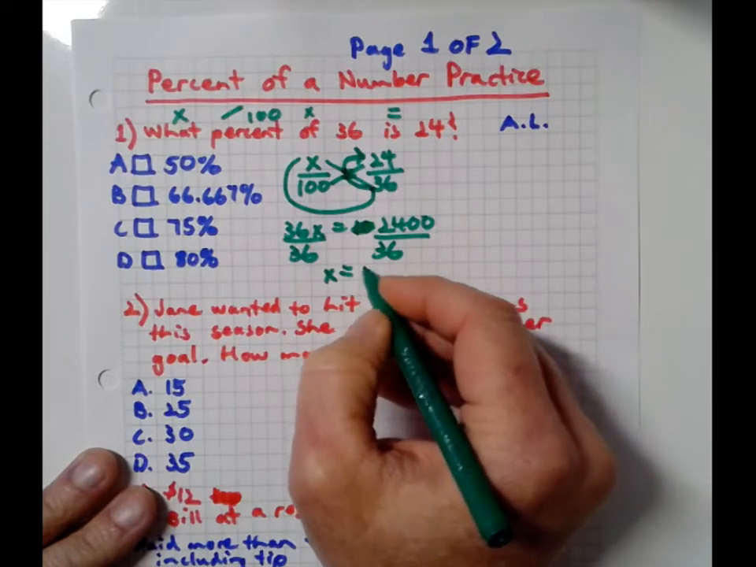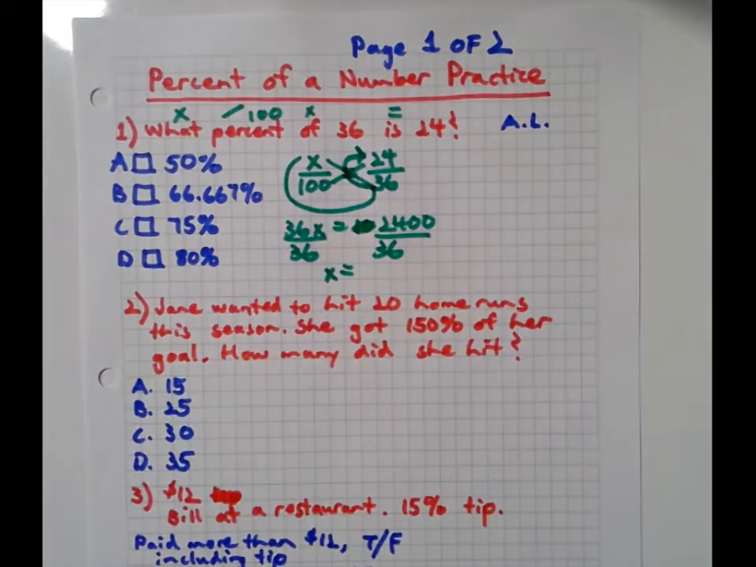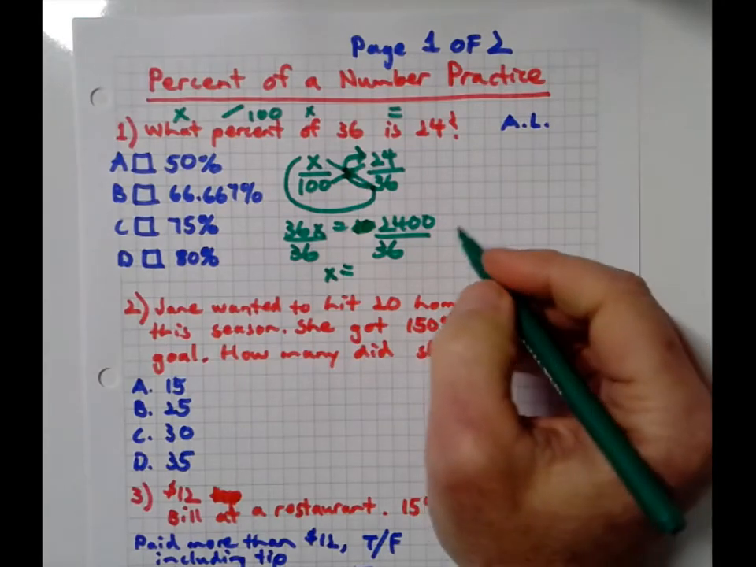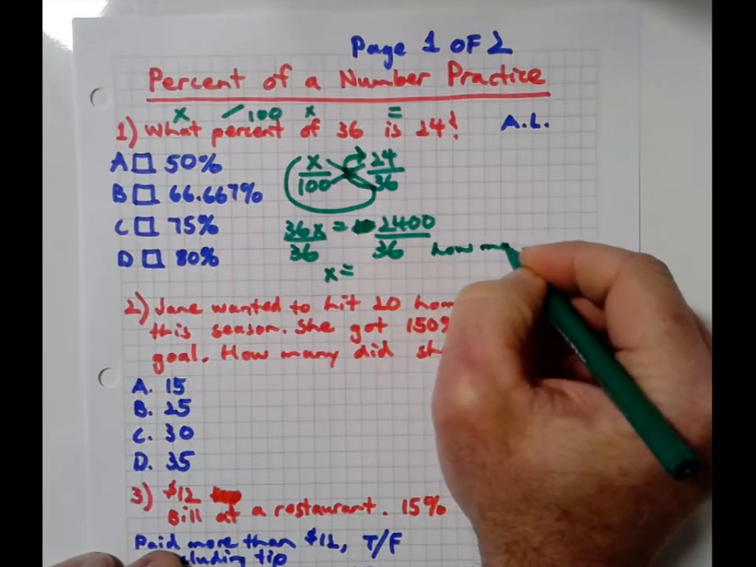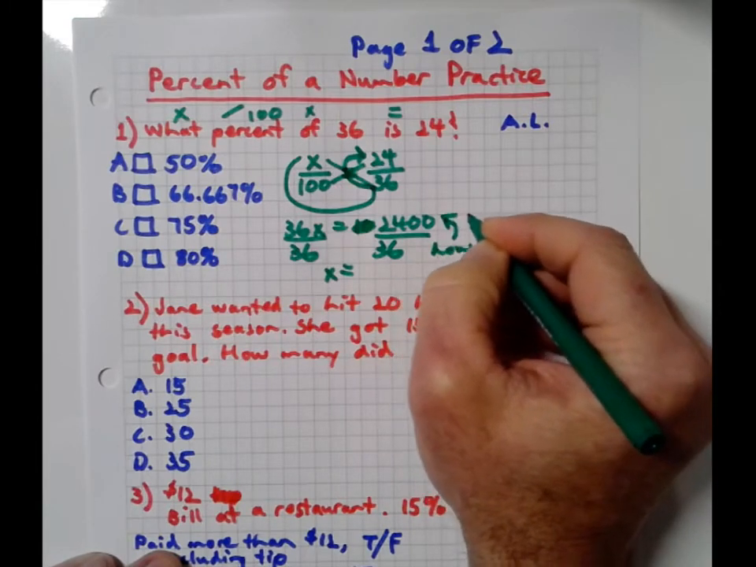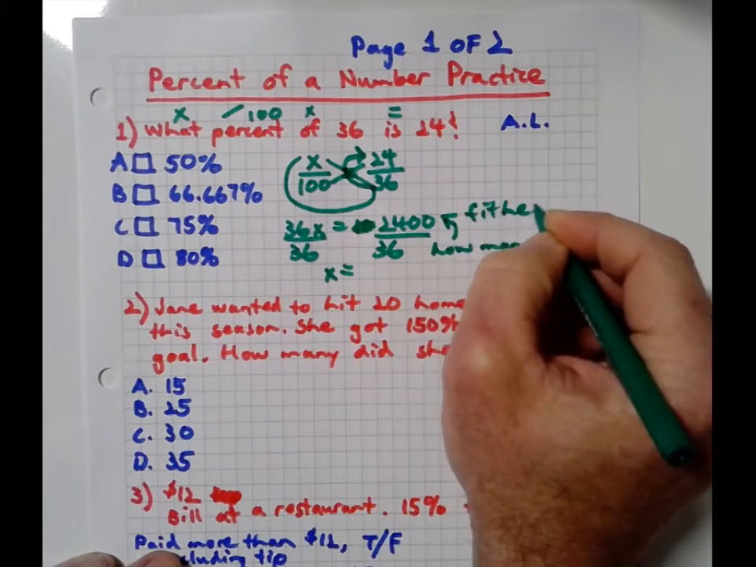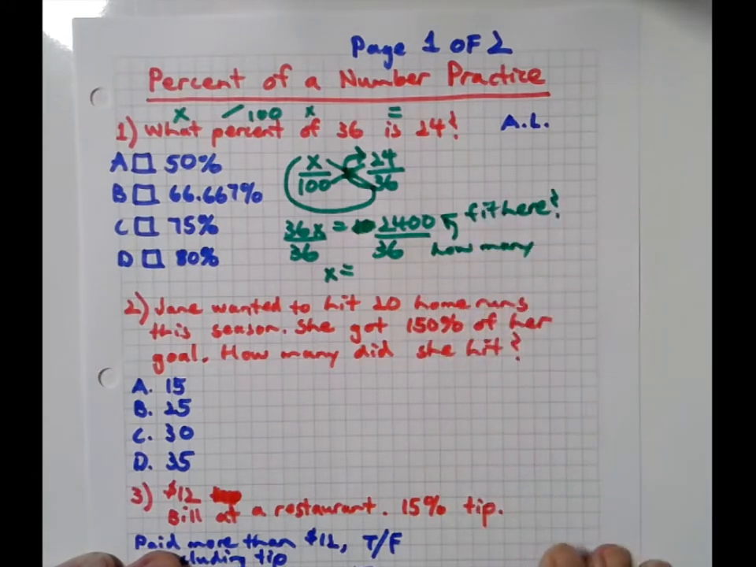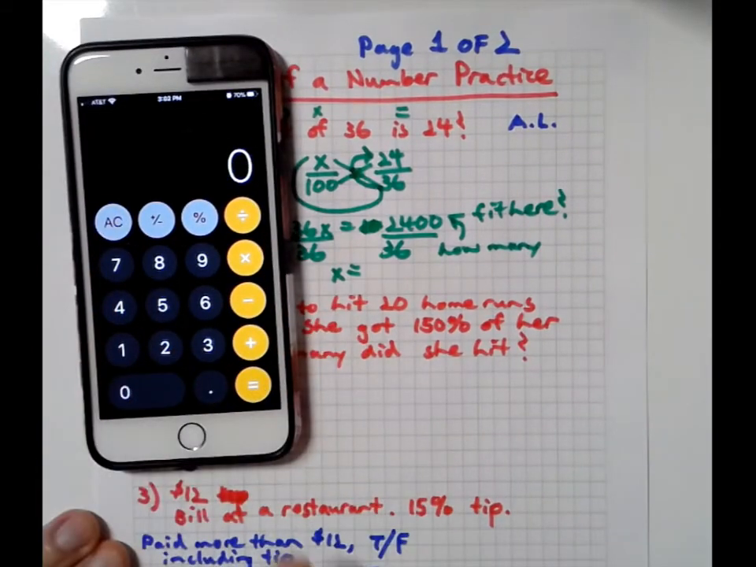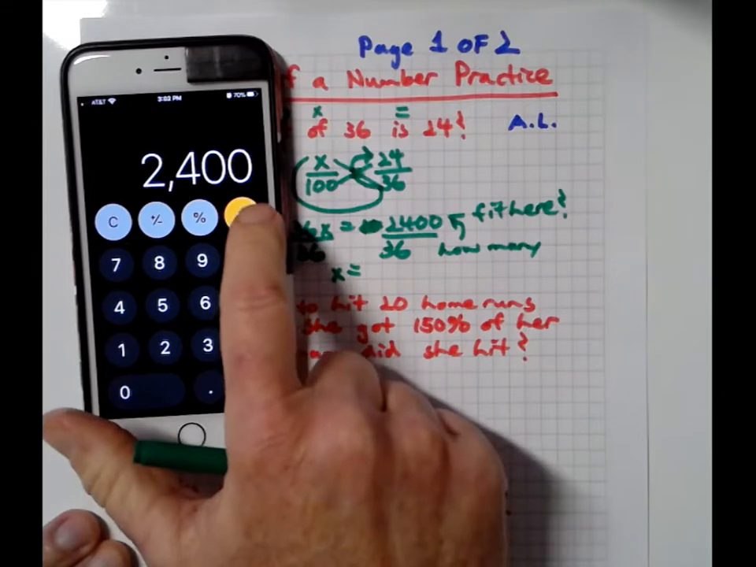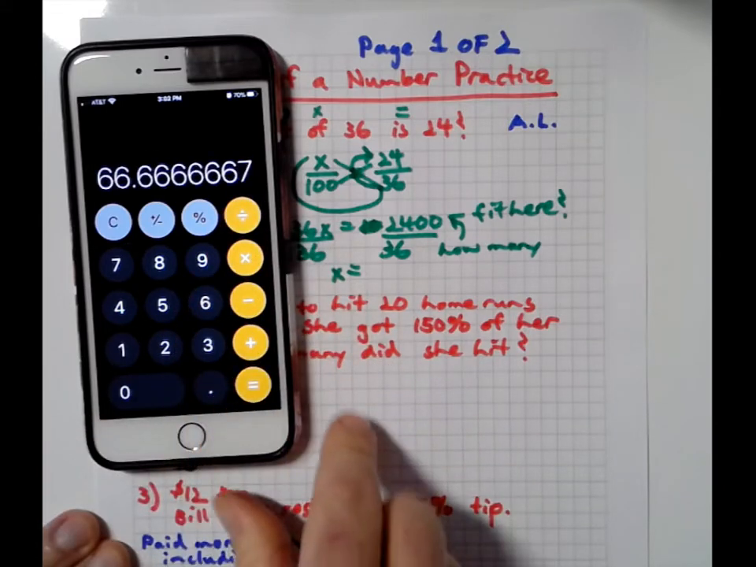And I can tell you how many 36s fit here. All you mental math people out there might know that, but I'm going to use a calculator. That's right, math teacher using calculator. 2,400 divided by 36.